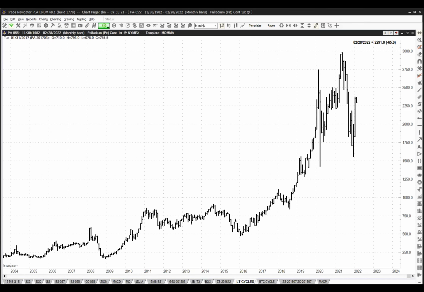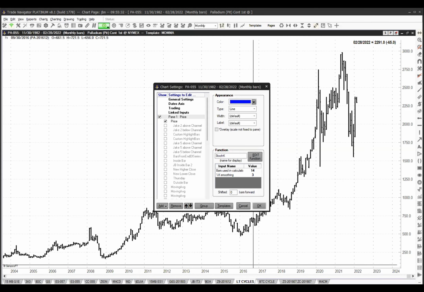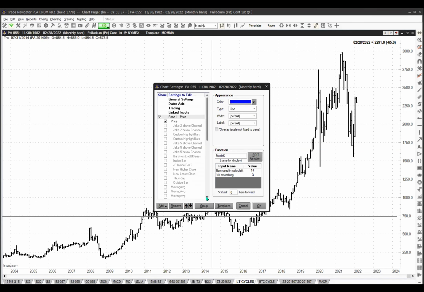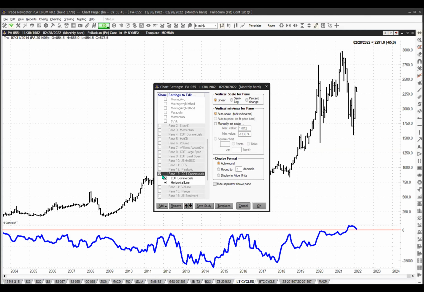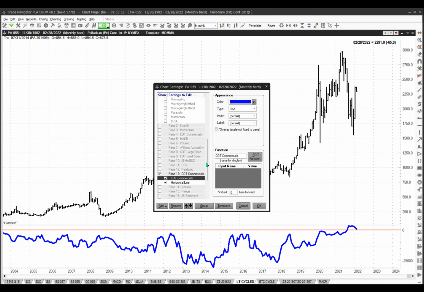So as an example, here is a chart. I'm going to put the commitment of traders on here. The only number that I look at for commitment of traders is commercials. I want to know what the commercials are doing. So let's take a look at this market, for example, Palladium, COT commercials, like so. I'm going to change this to a different style chart.